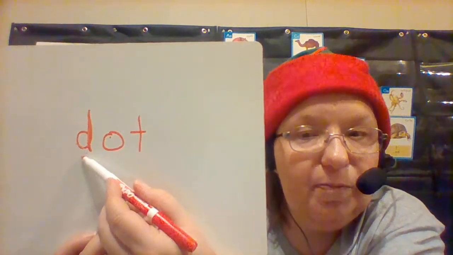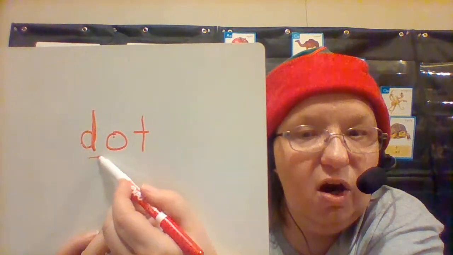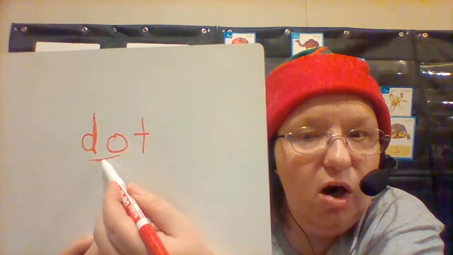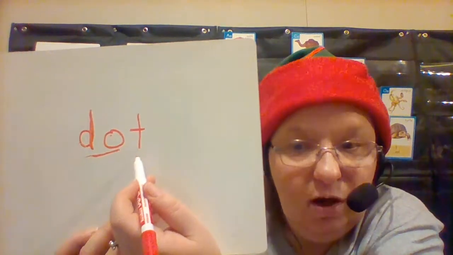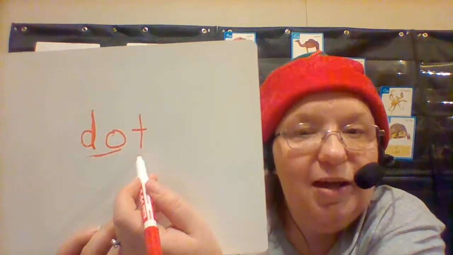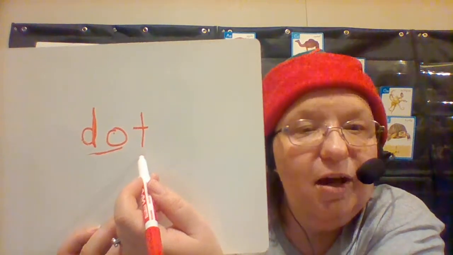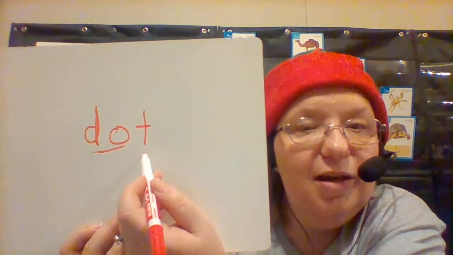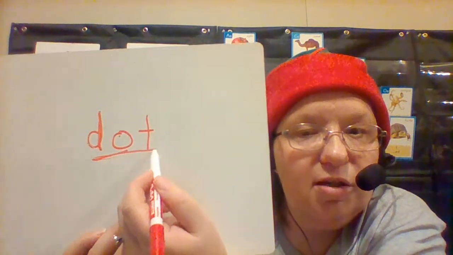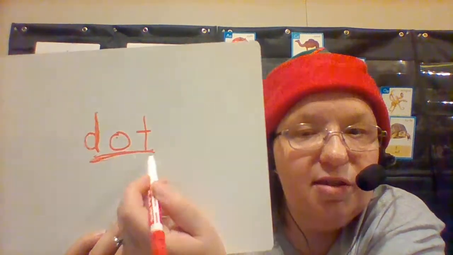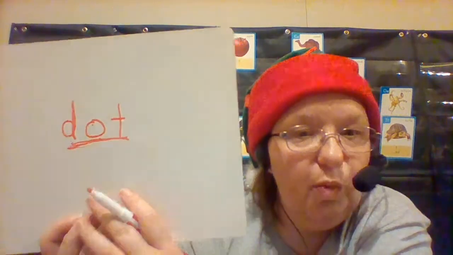What sound does O make? Ah. So we can blend those. Da. But da isn't a word, so we have to add this at the end. What letter is this? It is a T. What sound does T make? T. So we have dot. Dot is the word.